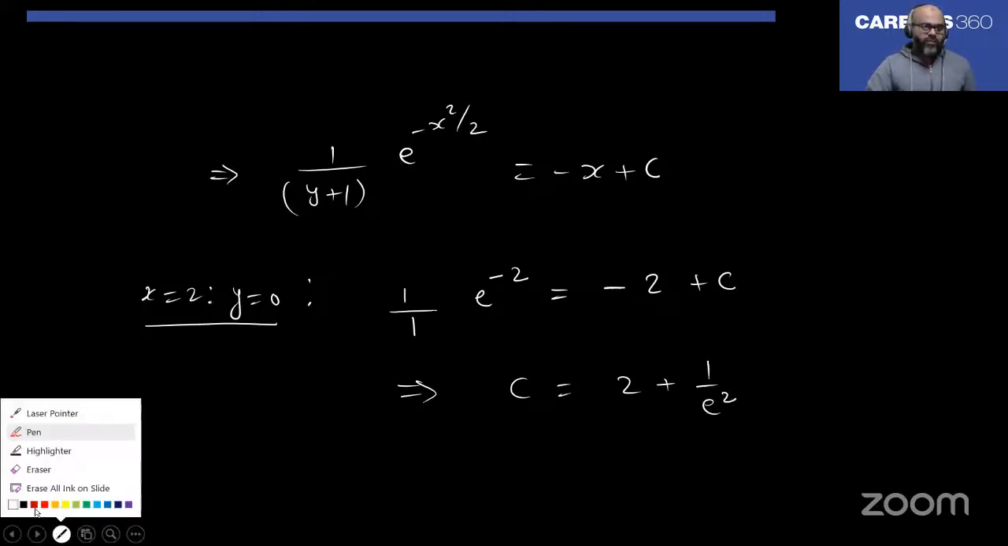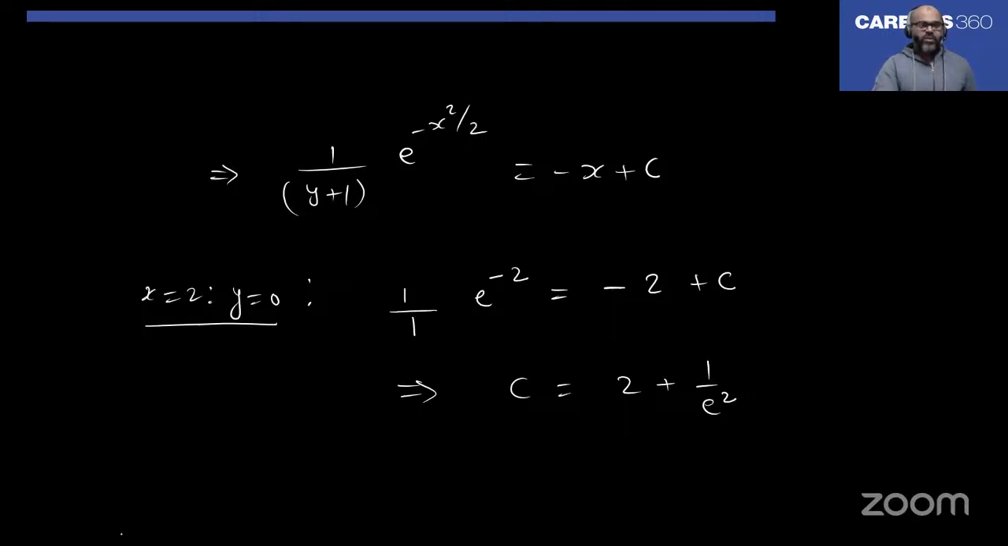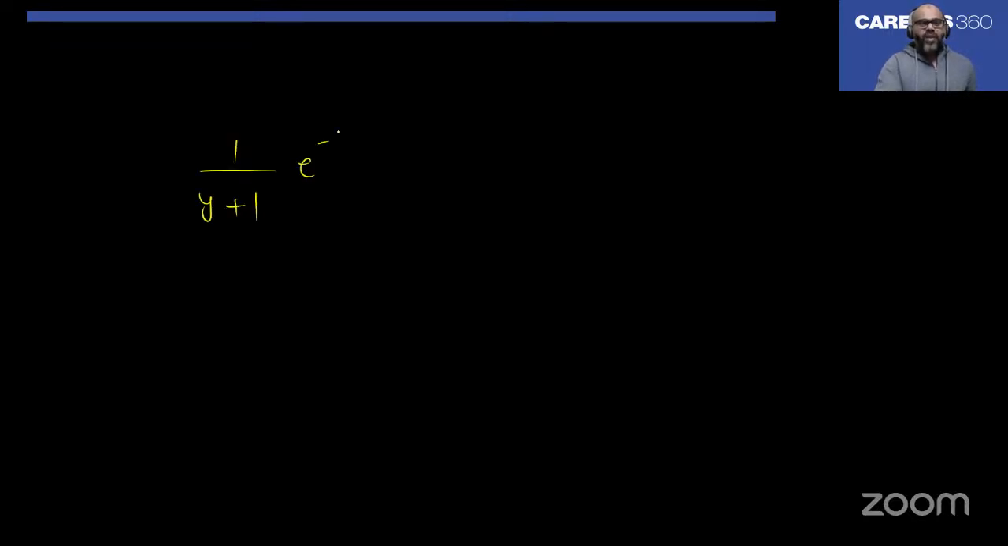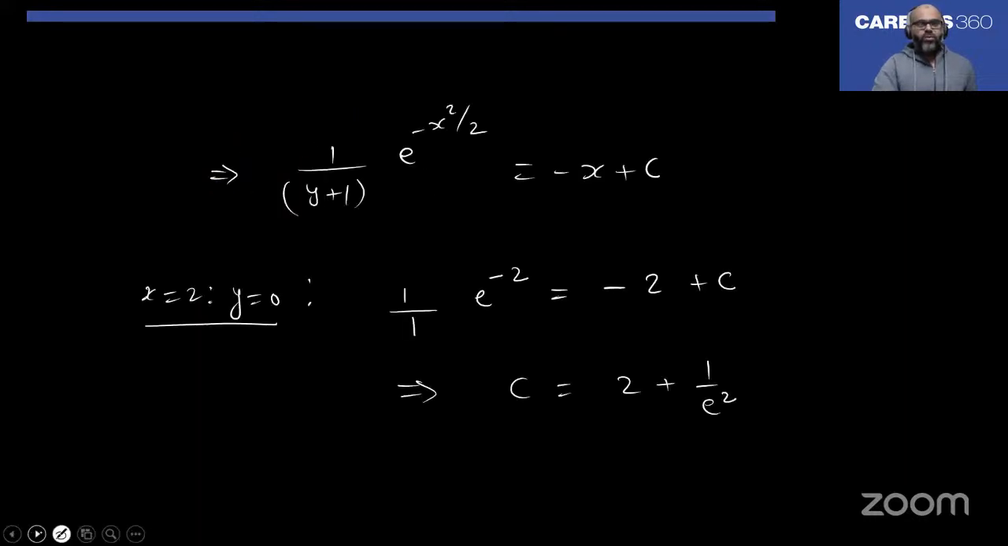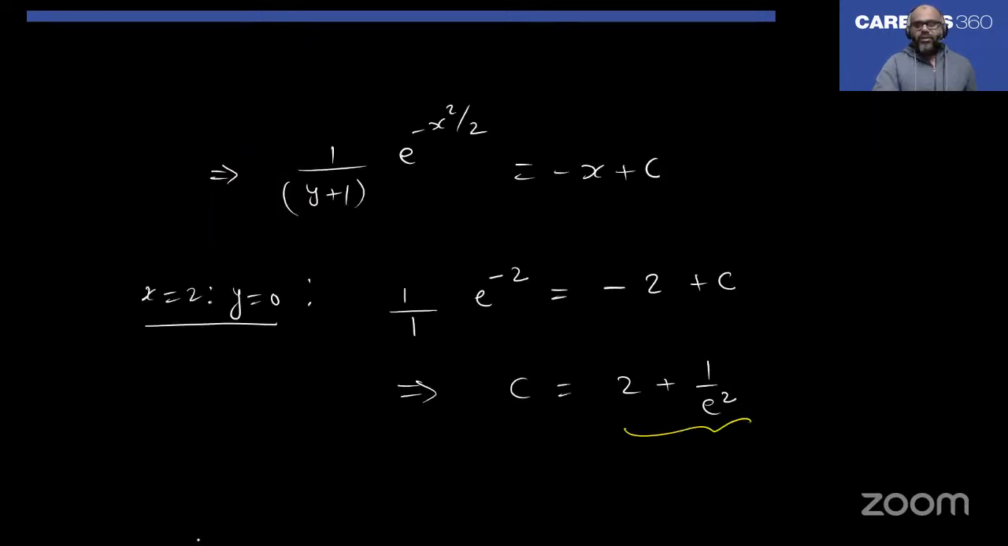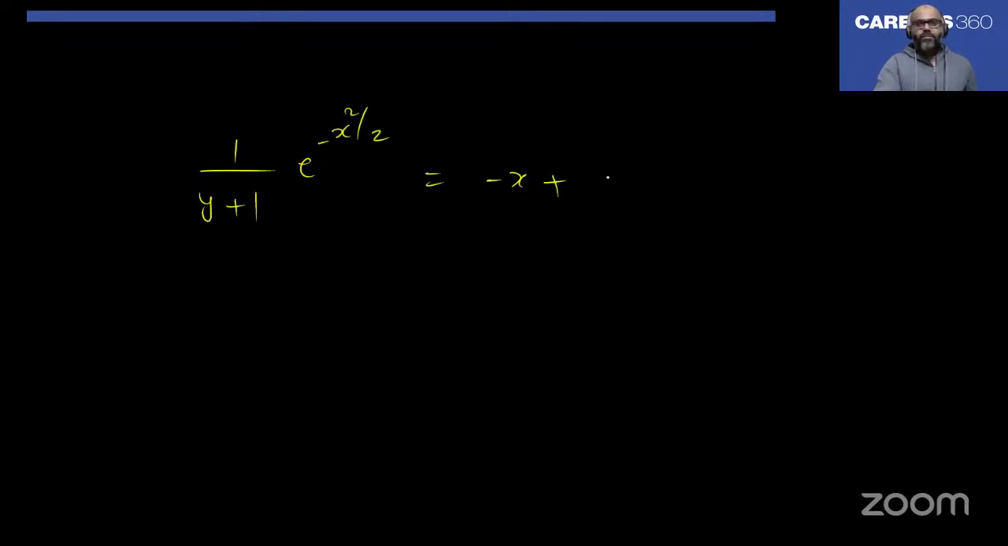So what will be the solution now? Not differential equation, solution of differential equation. So 1 by y plus 1 e to the power minus x square by 2 is equal to minus x plus c. And this c is 2 plus 1 by e square, 2 plus e to the power minus 2 we can say.